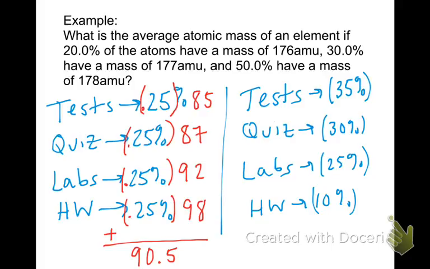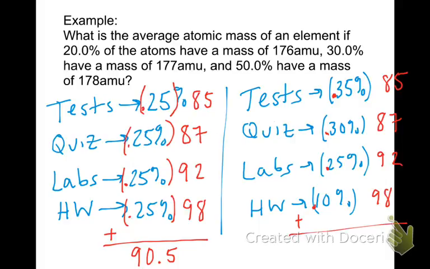This is what I mean about a weighted average. Not everything has the same value or the same weight. Tests and quizzes are weighted much more heavily than labs and homework. So now if we take those same values, our 85 on our tests, our 87 on our quizzes, our 92 on our labs, and our 98 on our homework, again, we'll take all of our percentages and make them decimal percentages. And we're going to multiply them and add them up.